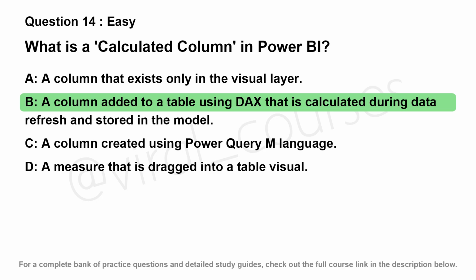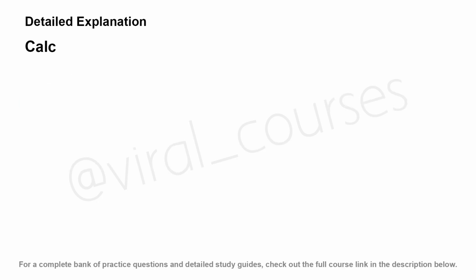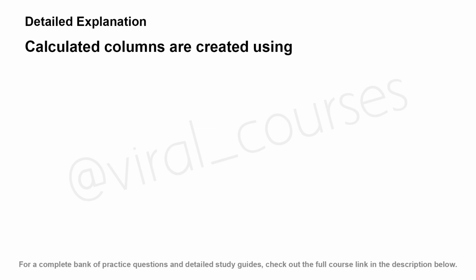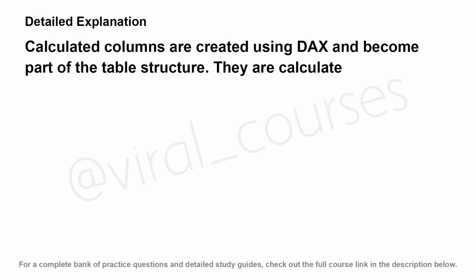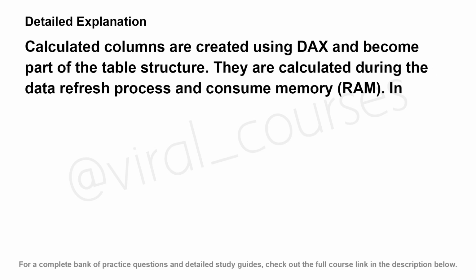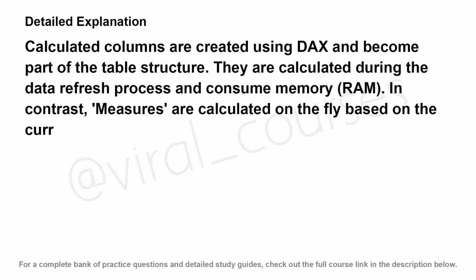The correct answer is B. Calculated columns are created using DAX and become part of the table structure. They are calculated during the data refresh process and consume memory, RAM. In contrast, measures are calculated on the fly based on the current filter context of the report.